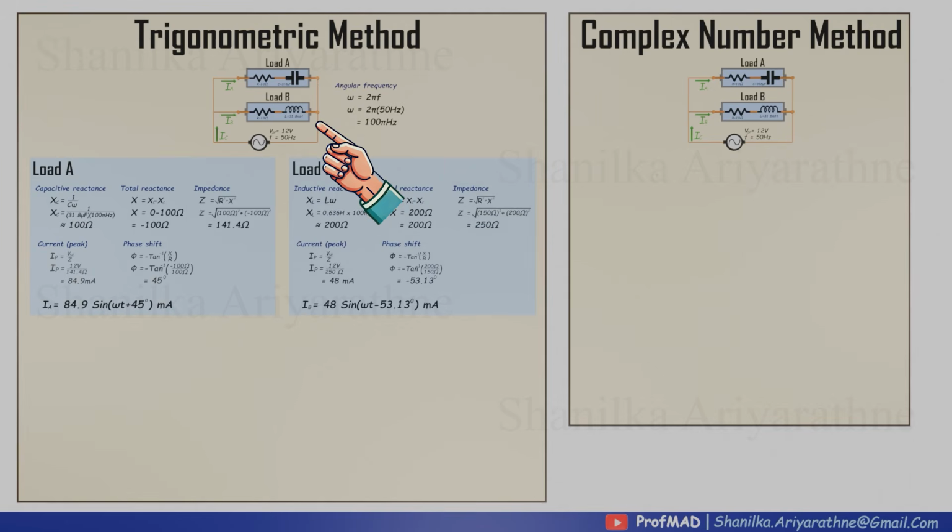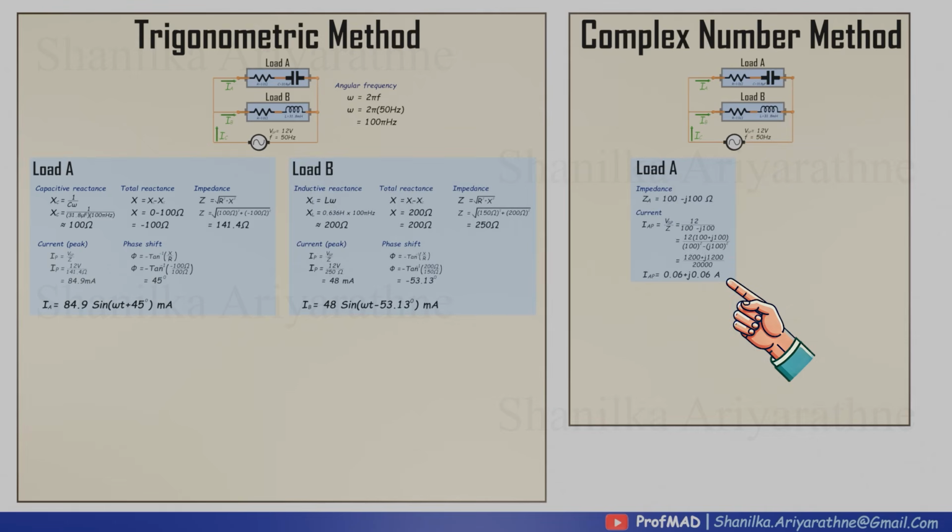For load B, we follow the same process. First the inductive reactance, then the total reactance, then the impedance, and finally the current magnitude and phase shift. Now, let's compare that with the complex number method. For load A, we can write the branch impedance directly as a complex number. Then we use Ohm's law in complex form to find the current.